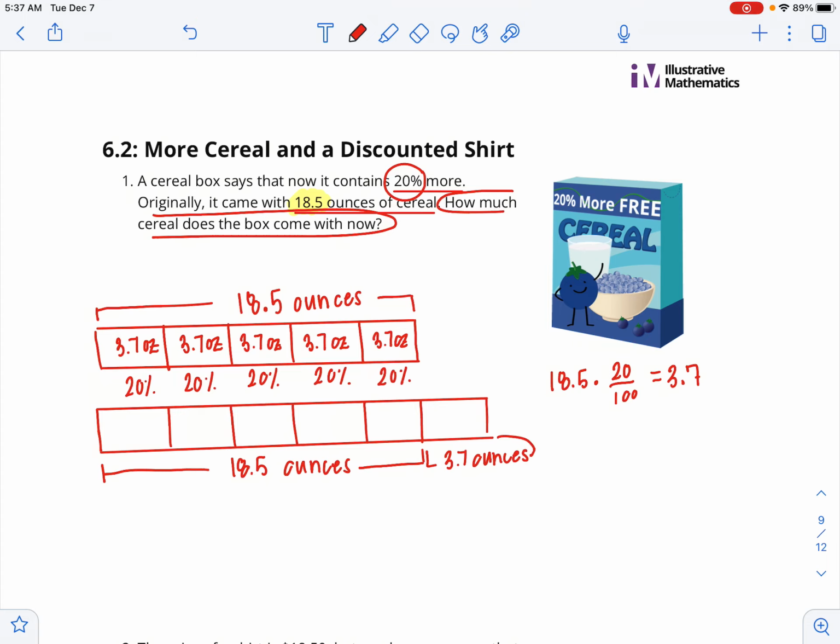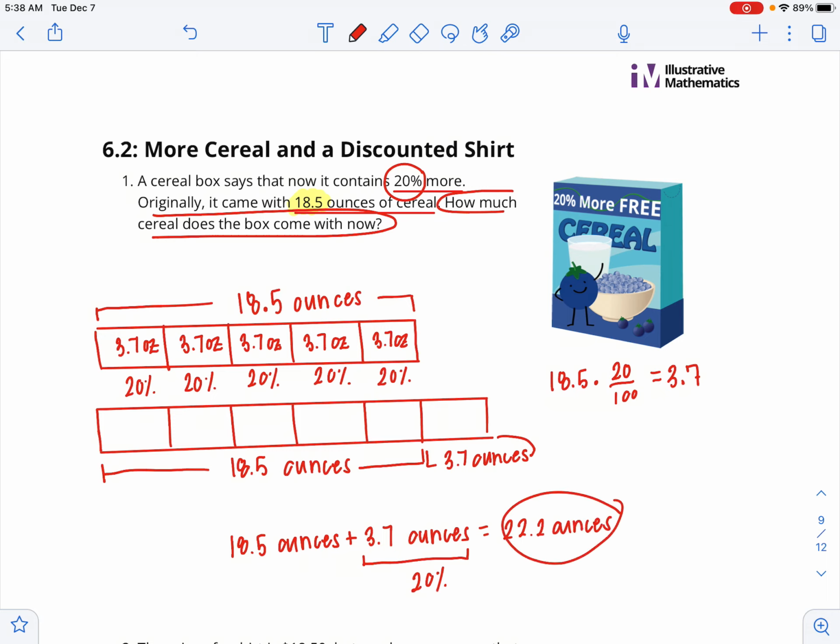And so in total, what I've done is I've added 18.5 ounces plus 3.7 ounces, because remember, this right here is the 20% increase, and 18.5 plus 3.7 gives me a total of 22.2 ounces. And that's how much cereal the new box should have. If you need to pause the video to get any of this down on your own, you're always welcome to do so.